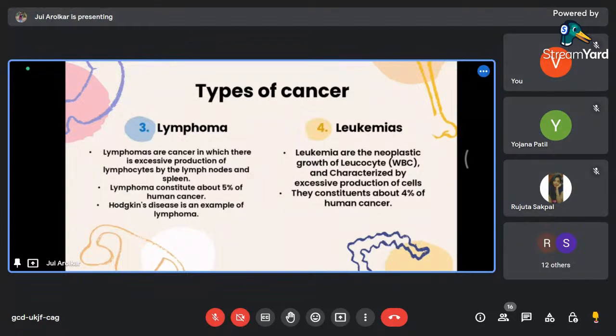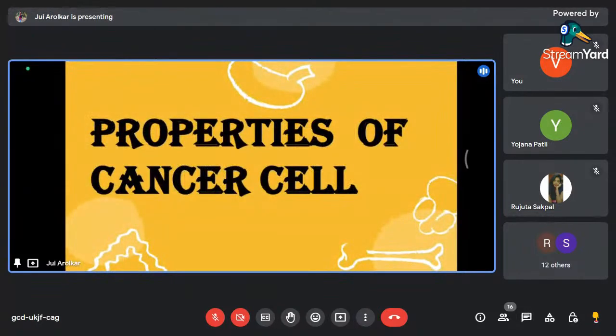Fourth type is leukemia. Leukemias are the neoplastic growth of leukocytes, which is WBC, and characterized by excessive production of cells. They constitute about 4% of human cancer. So now let's move on to properties of cancer cell.